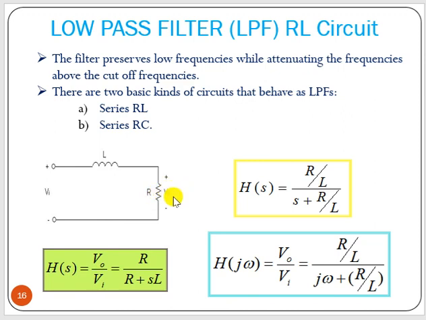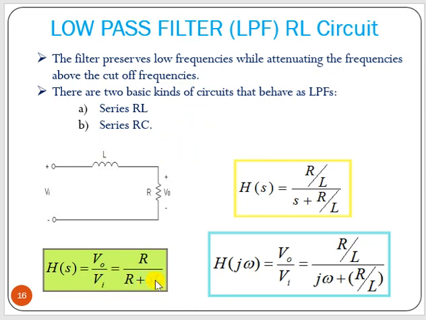That is equal to the voltage divider rule you have to apply. That is V0 equal to R divided by R plus SL into Vi, in the Laplace domain. Same branch resistance divided by total branch resistance. So what we will get, V0 by Vi, is R by R plus SL.